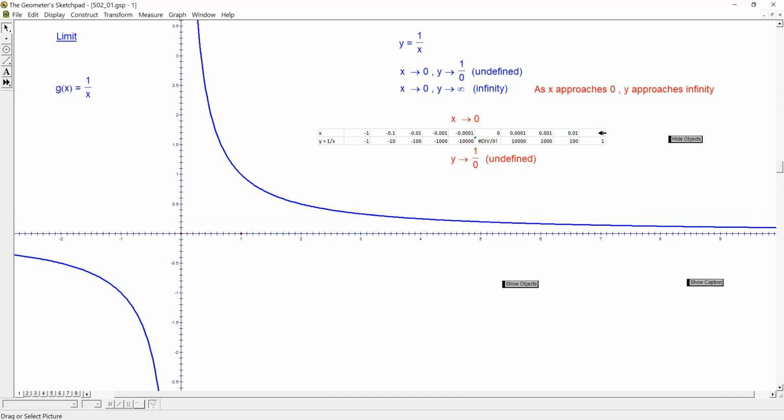We start from 1. 1 over 1, this is x, the top line is x. The bottom line is y, which is 1 over x.